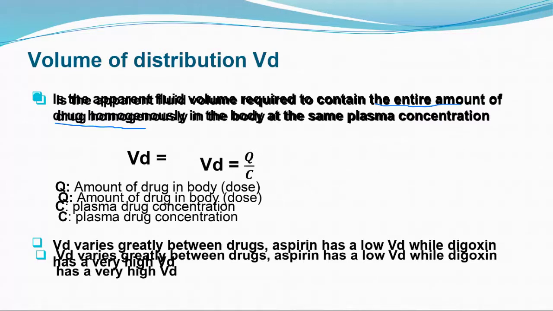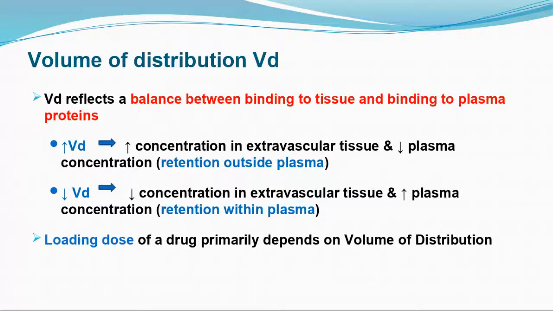ولا موجود اكتر في التيشو؟ زي ما قلنا الفوليوم ديستريبيوشن بيختلف بين الدراج، فمثلا الاسبرين عنده low volume of distribution while الديجوكسين عنده high volume of distribution. تمام. وزي ما قلنا ان الفوليوم اوف ديستريبيوشن لو كان عالي معناها ان الكونسنتريشن بيبقى اعلى فين؟ في الاكسترا فاسكولار تيشو. تمام. لكن هيبقى قليل في البلازما.